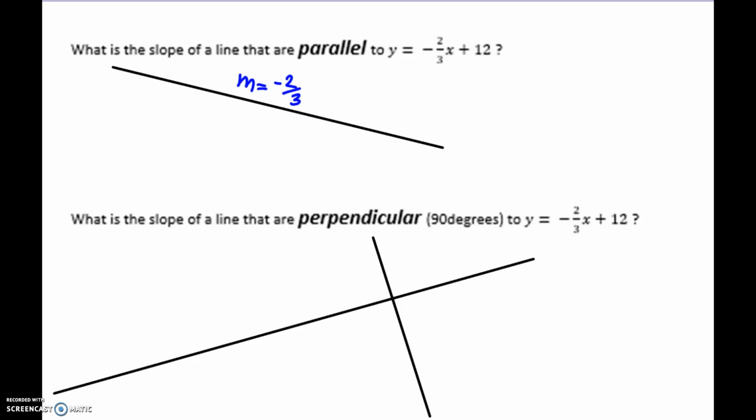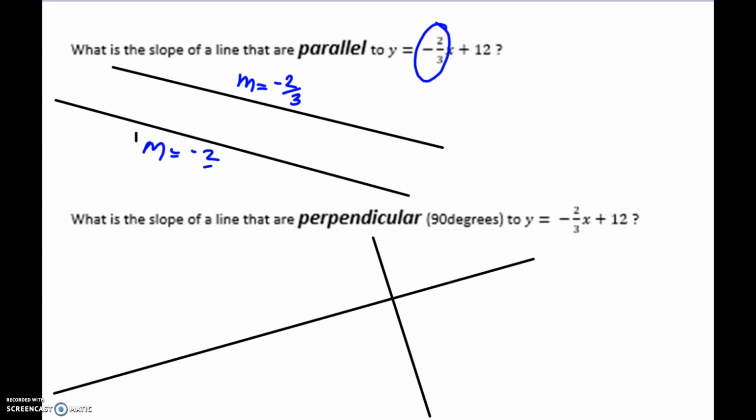Okay, a couple more things. So let's talk about parallel lines. This line, if we look at the equation here, has a slope of negative, going downward, 2/3. Now, a line that is parallel to this one would look about like that. And we can see that the slope of a parallel line is exactly the same. That makes sense.